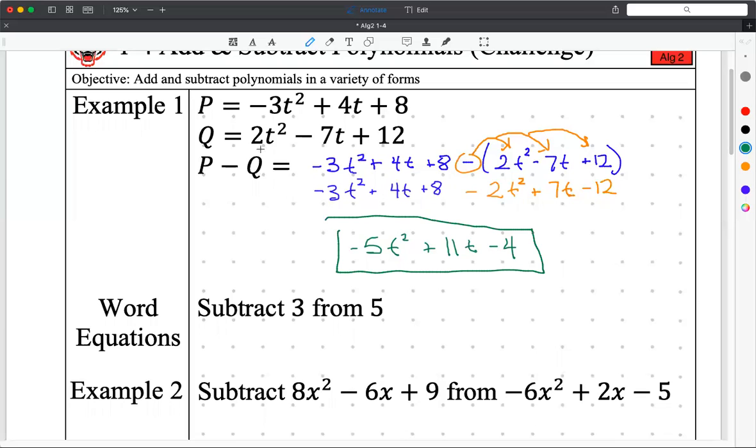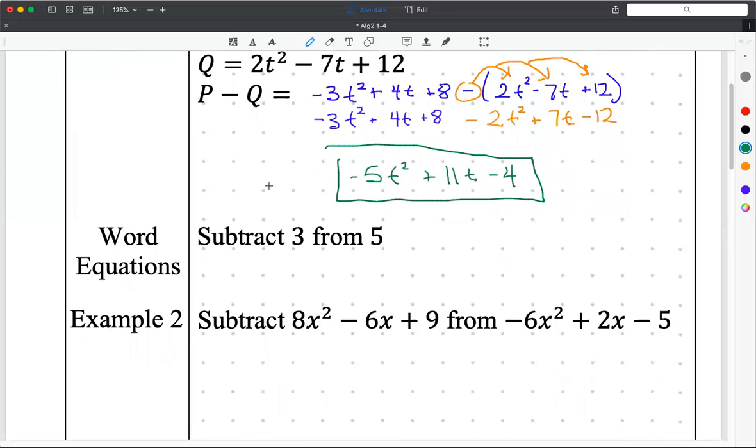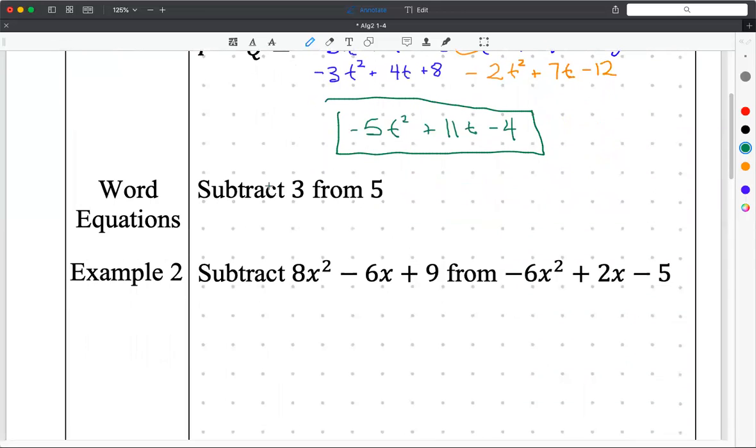Yeah, so that's the general setup. Make sure that you're just doing the substitution correctly. Plug in for P and Q. All right, so really simply, word equations. Sometimes they say subtract 3 from 5. Is that 3 minus 5? 5 minus 3? How do I do this one? Can someone help me out here?